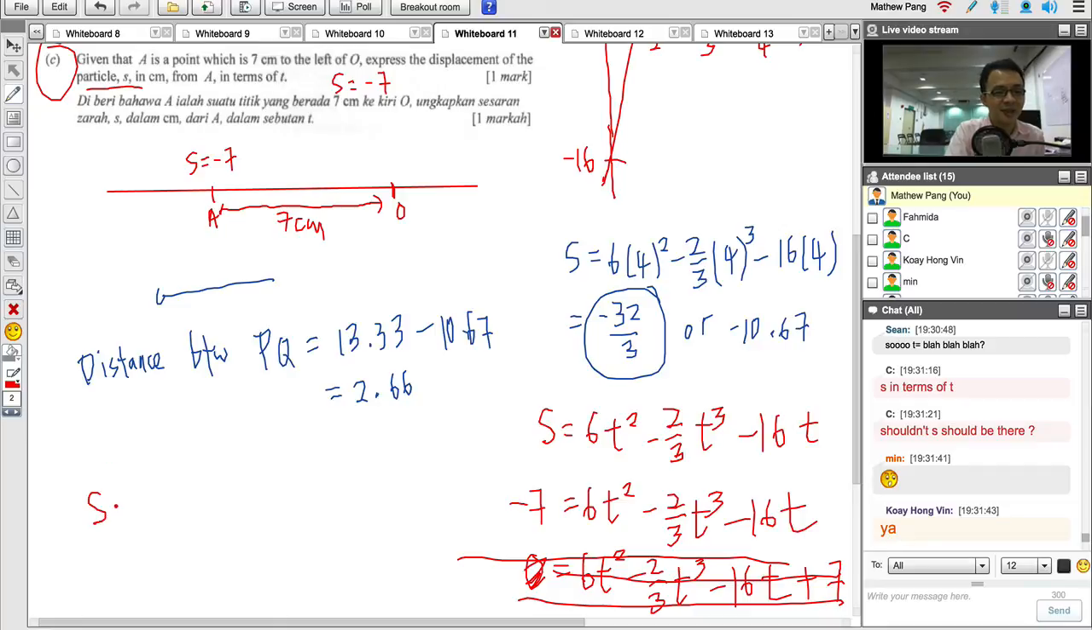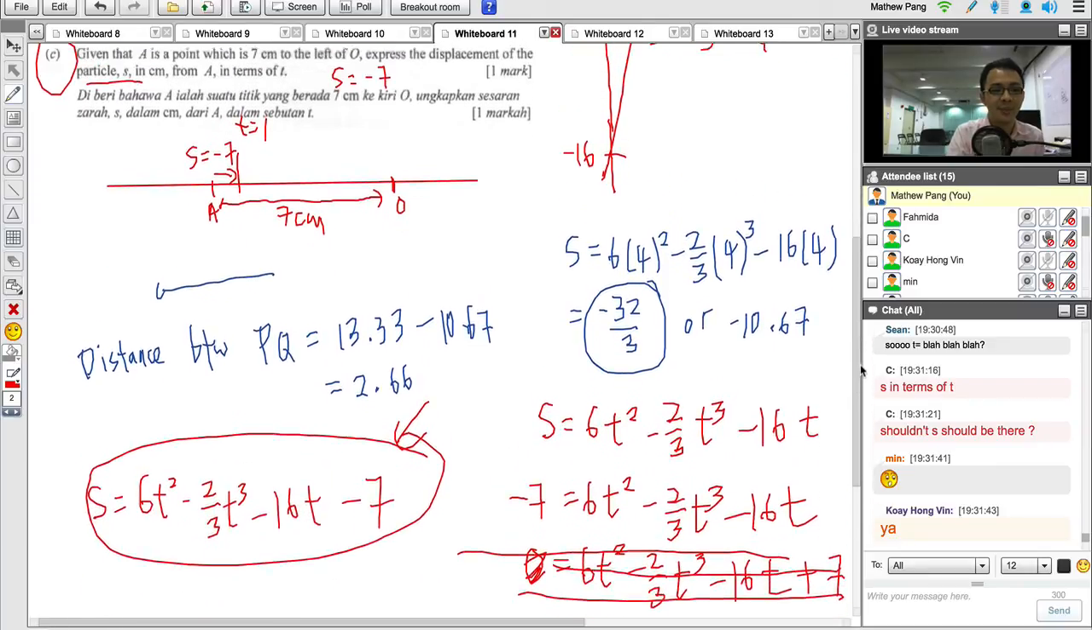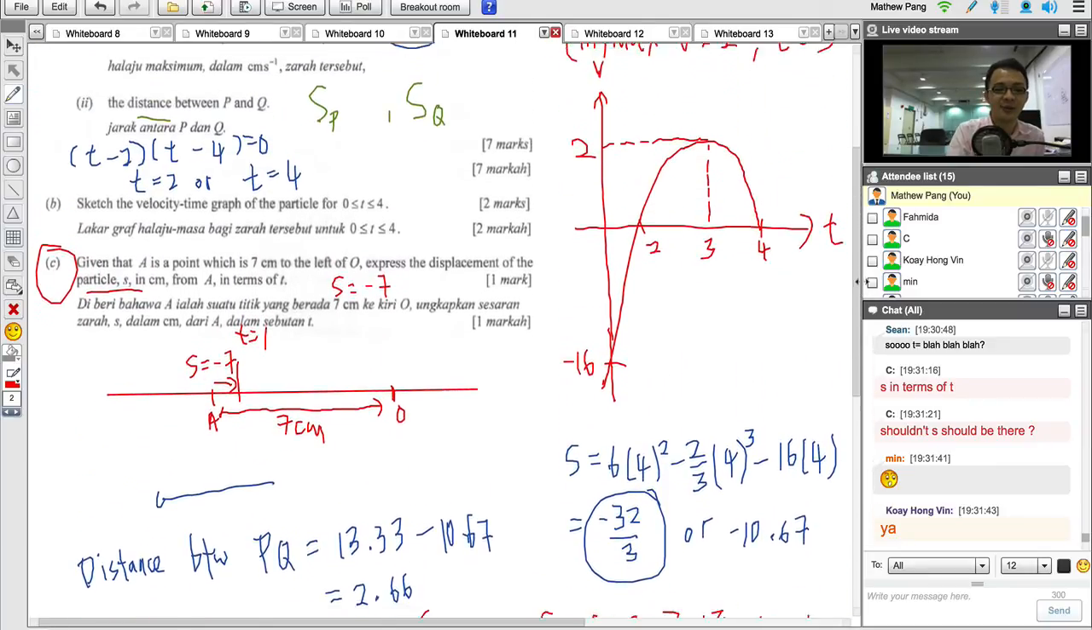So for the particle S, because it's 7 centimeter on the left hand side of the origin, you just copy the equation, 6t squared minus 2 over 3t cubed minus 16t minus 7. If we move 1 unit toward here, when t equals 1, maybe it moves 1 centimeter here. So you substitute t equals 1, you will get the correct one. Over here, he just wants you to write the -7. Nothing special, just write out this equation.